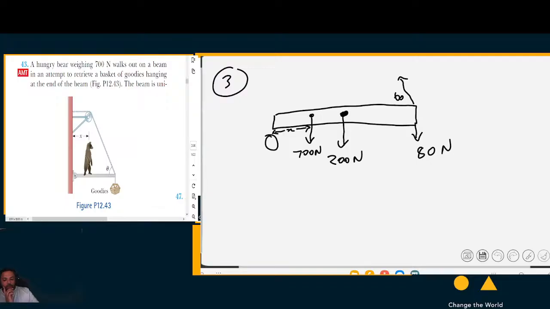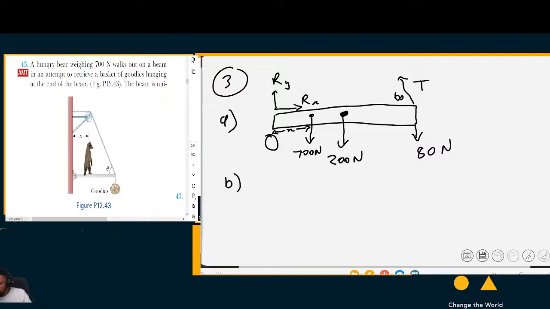Okay. So here we have three forces acting on this beam. Four, of course, with the tension holding everything together. Rx, Ry, of course. Now we have the force diagram.